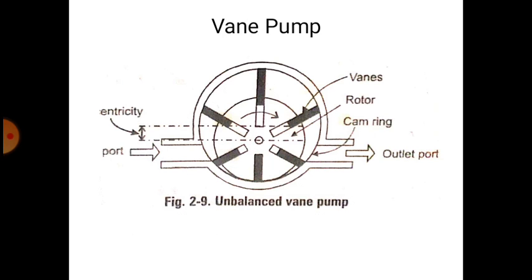So if you see the figure of the vane pump, you can see the rotor, vanes, cam ring, outlet port, inlet port, and you can see the eccentricity between the cam ring and the rotor. The inlet port is connected to the reservoir through a filter and the outlet is connected to the system. For half rotation of the rotor, volume increases and suction takes place, and for the next half rotation of the rotor, volume decreases and discharge takes place.